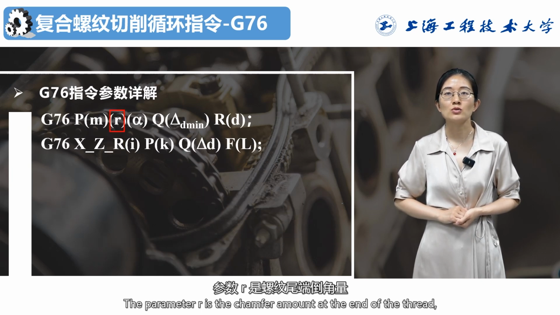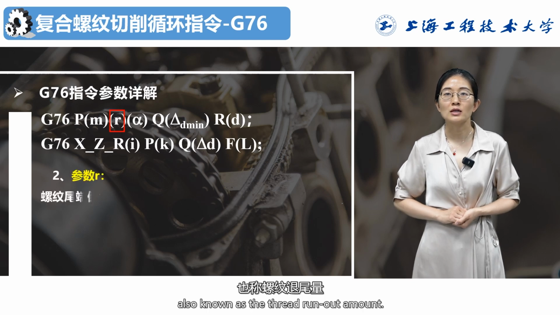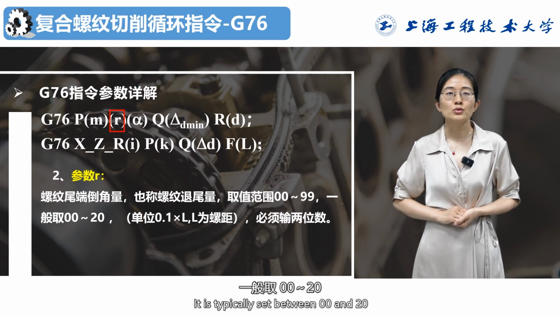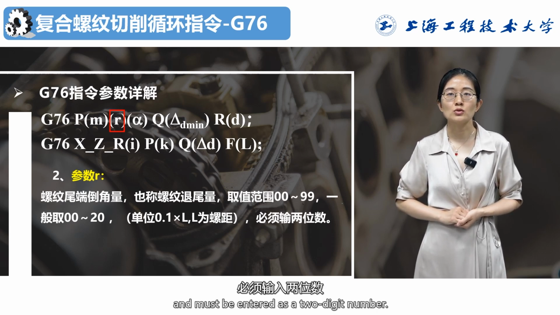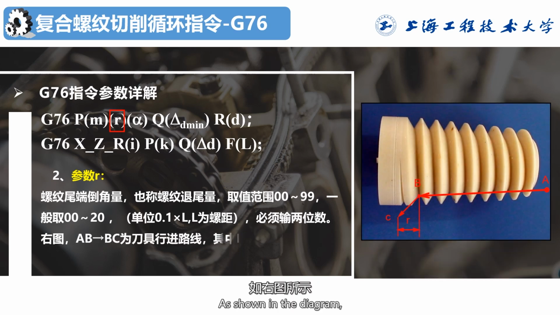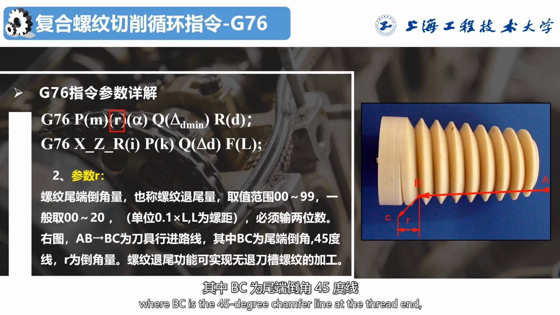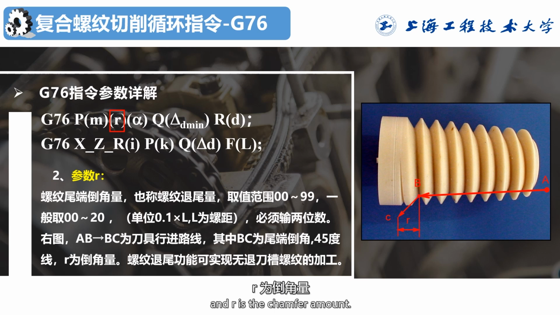The parameter r is the chamfer amount at the end of the thread, also known as the thread run-out amount. It is typically set between 00 and 20, and must be entered as a two-digit number. As shown in the diagram, AB to BC is a two-pass, where BC is the 45-degree chamfer line at the thread end, and r is the chamfer amount. The thread run-out feature allows for threading without the need for a relief groove.